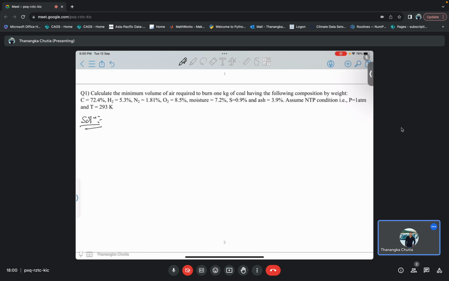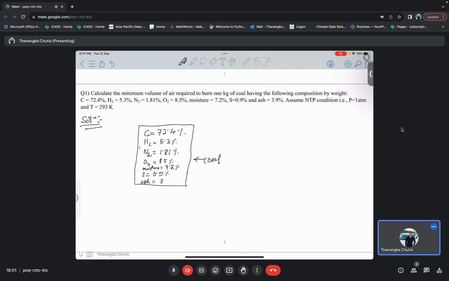Okay, so suppose this is my coal. It contains carbon 72.4%, hydrogen 5.3%, nitrogen 1.81%, oxygen 8.5%, moisture 7.2%, sulfur 0.9%, and ash 3.9%. This is the composition of the coal.